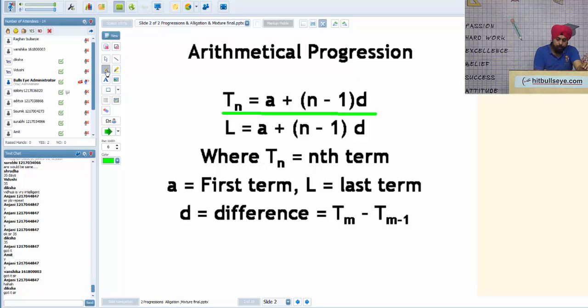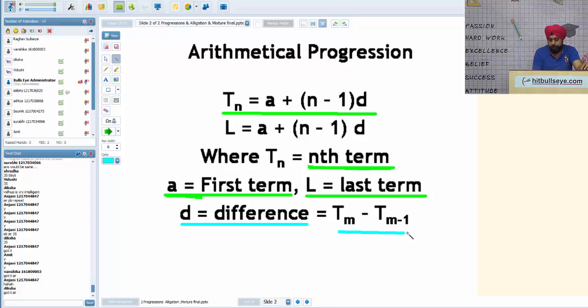Below the question you can see here, the nth term is the term we want to calculate. We can also refer to the term that we want to calculate or that is given as L, that is the last term, wherein A is the first term that you have, D is the common difference between any two terms, and you can find that with the help of this formula, students, Tm minus T(m-1). So you need not be afraid of this formula.